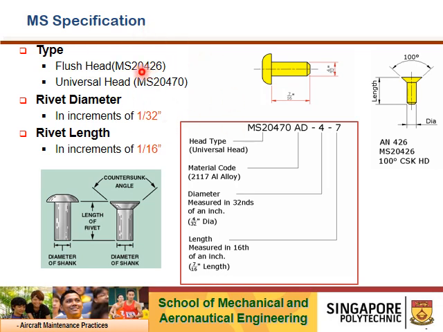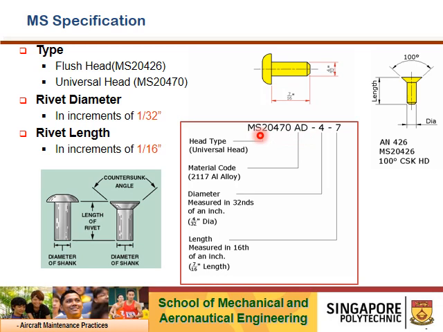MS-20426 tells me that it's a flush head, where MS-20470 is a universal head. So this is a universal head, and this is a flush head, a countersunk, where it's 100 degree. Over here, MS-20470 tells you what type of head. And remember the material code AD. From AD, I know that it can be installed directly. If it's a D or double D, you need to heat treat it.